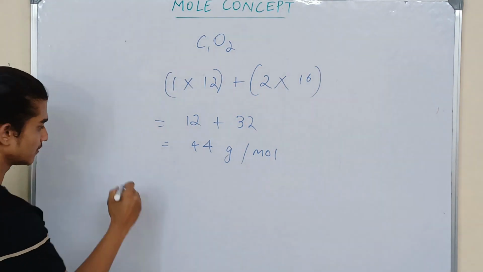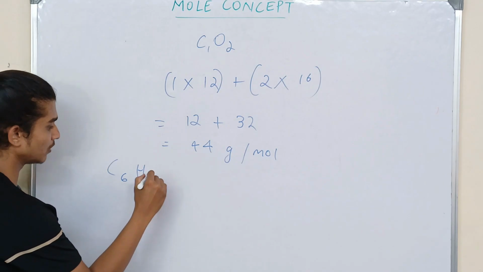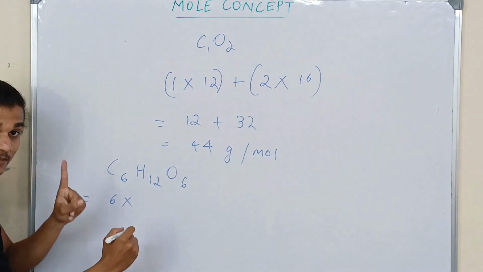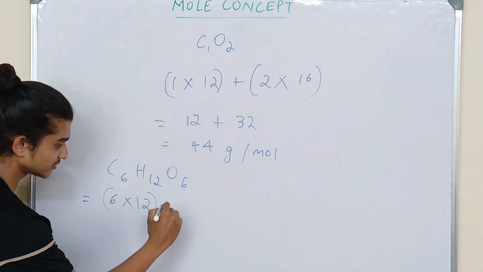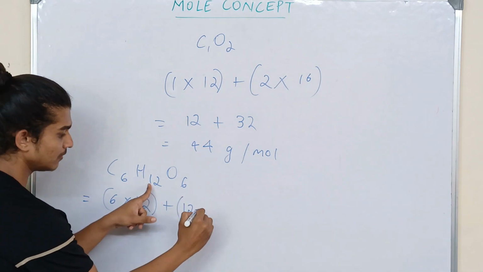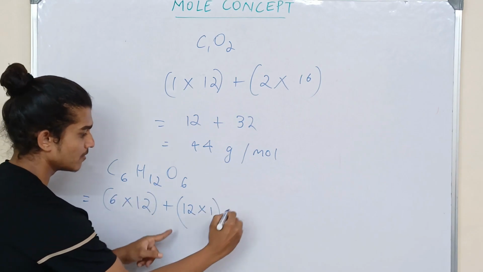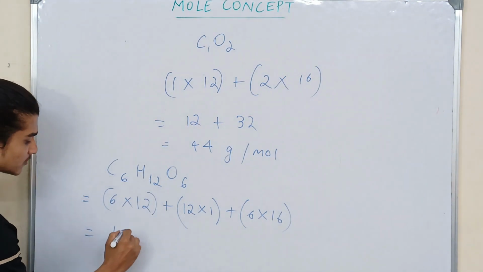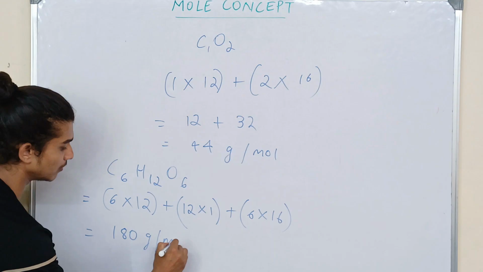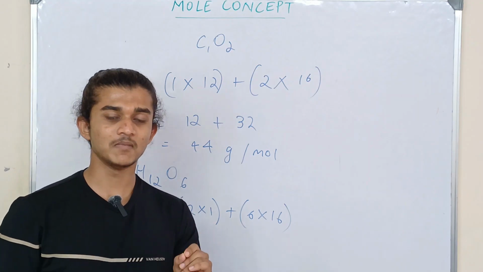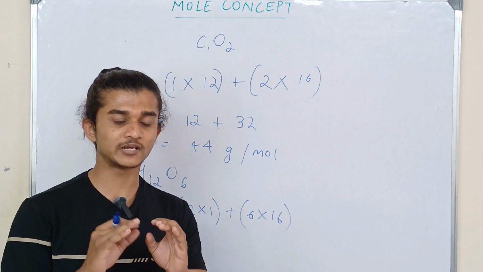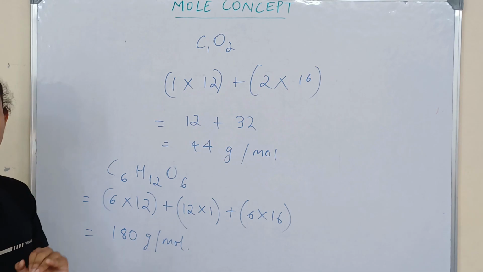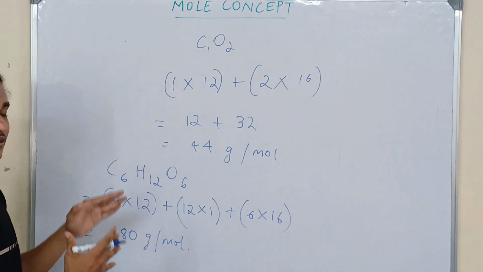I'm going to take another example, C6H12O6. The number of carbon atoms here is 6, times the mass of one carbon atom, which is 12, plus the number of hydrogen atoms, which is 12, times the mass of a hydrogen atom, which is 1, plus 6 times 16. If you simplify this all, you're going to get your answer as 180 grams per mole. So I'm going to recap everything. The mass of 1 mole of any substance, if it is for an element, is called molar mass. If it is for a molecule, it's called molecular mass. You can find molecular mass using this particular trick or method.